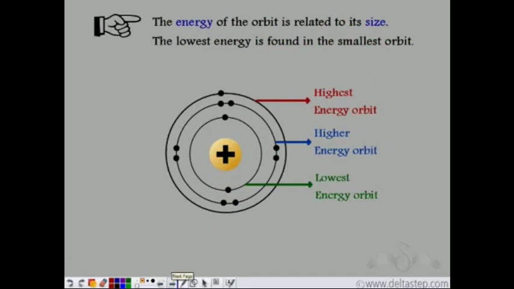He related the energy of these orbits to their size. So the orbit which is closest to the nucleus is smallest in size and therefore has the lowest energy. The second orbit has a little higher energy as compared to the orbit which is closest, and the outermost orbit, being the largest orbit, has the highest energy. So that is the highest energy orbit.